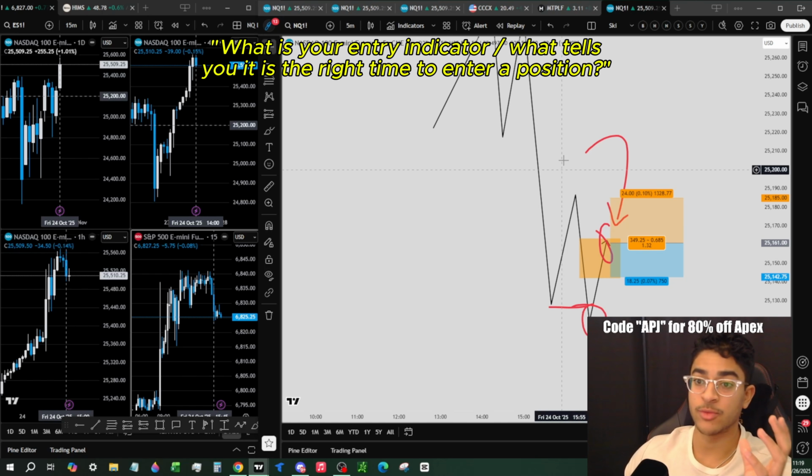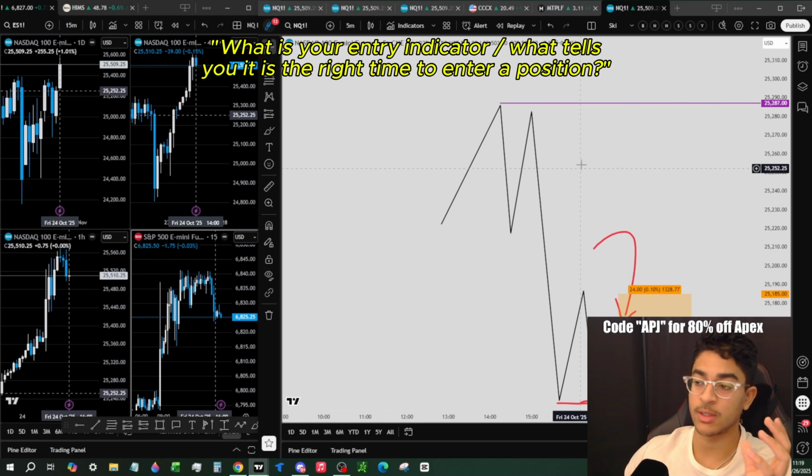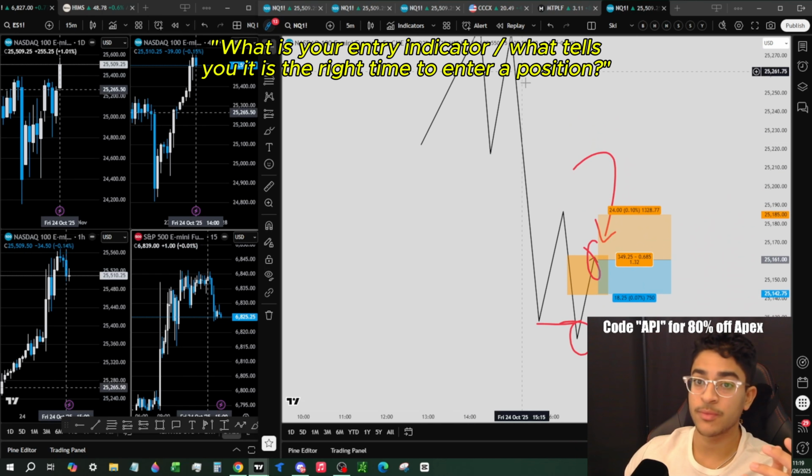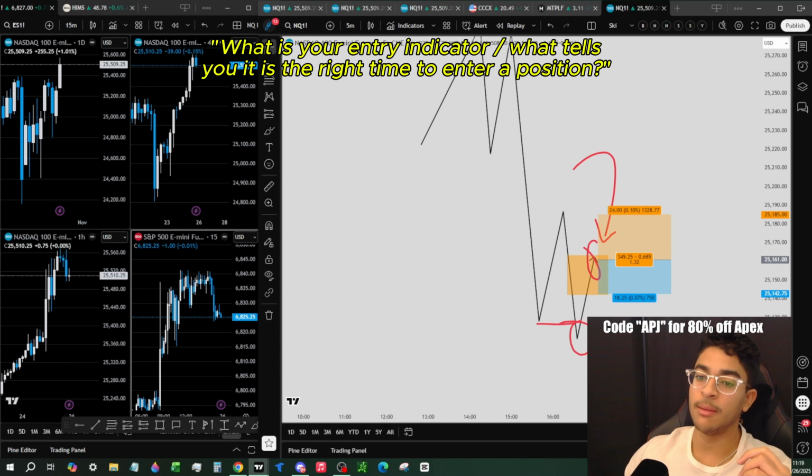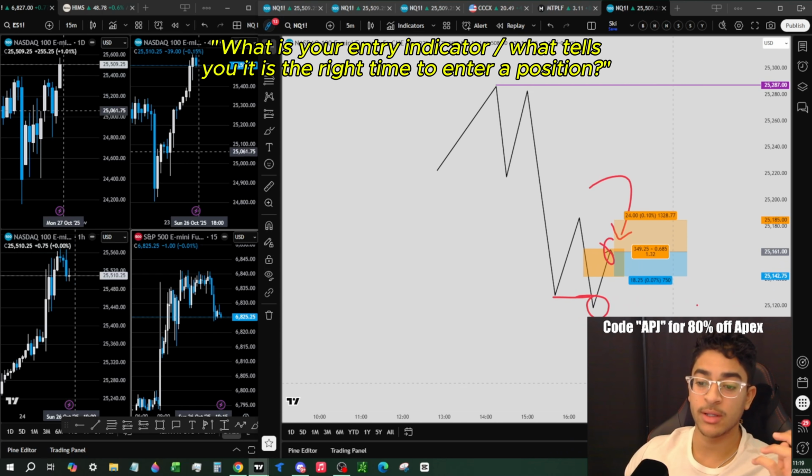I look at higher time frame draw on liquidity, which in this case would be these relative highs. I look at manipulation, so price selling off. I look at liquidity sweeps, which is right there. And then higher time frame fair value gap delivery. That's another thing.